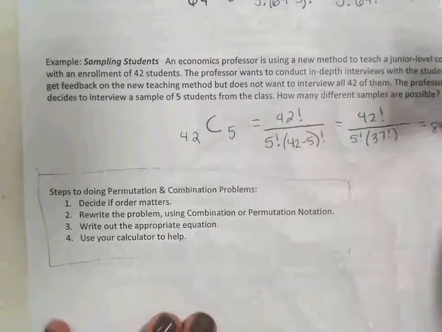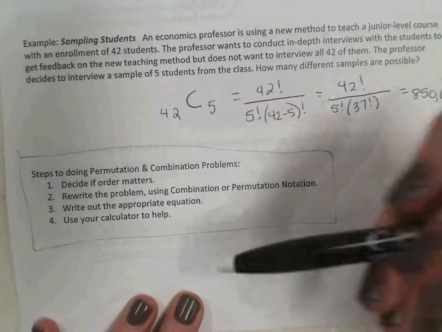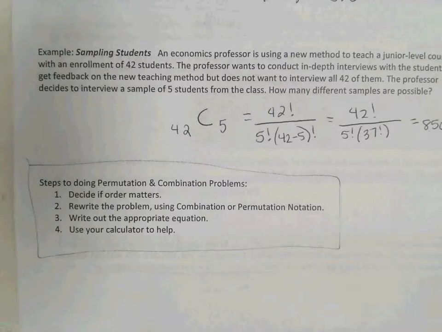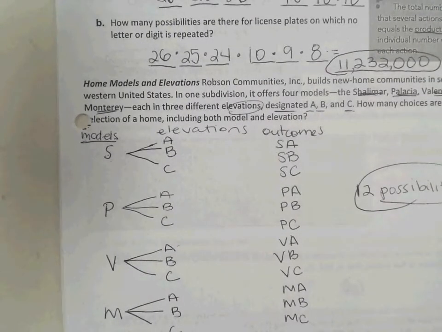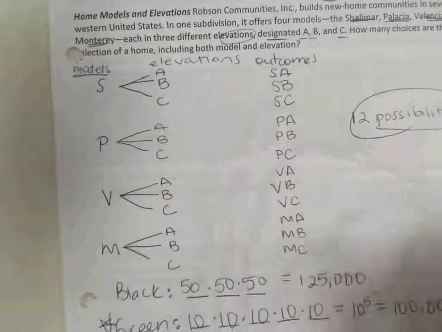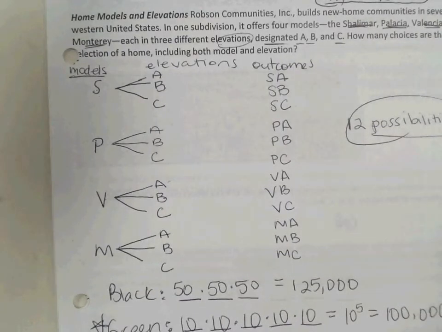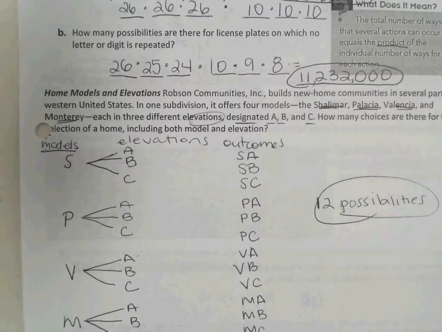So decide if order matters. Second, rewrite the problem using the combination or permutation notation, and then write out the appropriate equation. Sometimes, and that applies to permutation or combination, sometimes the basic counting rule is the best way, right? When we're talking about things like license plates, we don't need a permutation or combination. If we're talking about our different options for an apartment, we would just do the basic counting rule. 4 times 3, 12, done. So there's your lesson on some basic counting, the basic counting rule and combination.